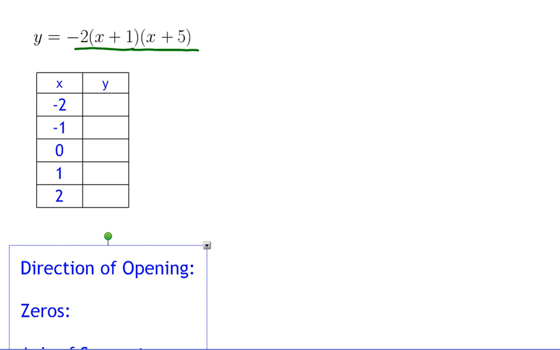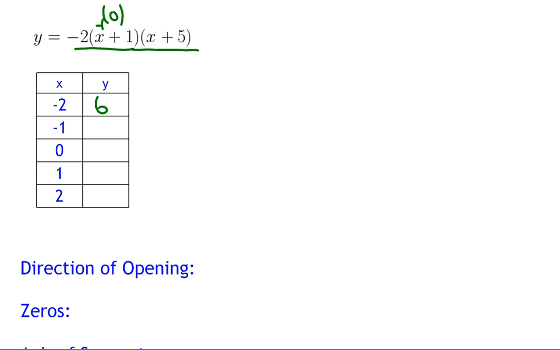So negative 2 plus 1. So we'll put a negative 2 in here. Negative 2 plus 1 is negative 1. Negative 2 plus 5 is going to be 3. And then we have this negative 2 out front that we have to multiply all of that by. So negative 2 times negative 1 is a positive 2, times positive 3 is 6. And then we'll repeat that process with the other values in the table. So let's just see if we can make some room here. There we go. If we substitute a negative 1 in here, negative 1 plus 1 is 0.